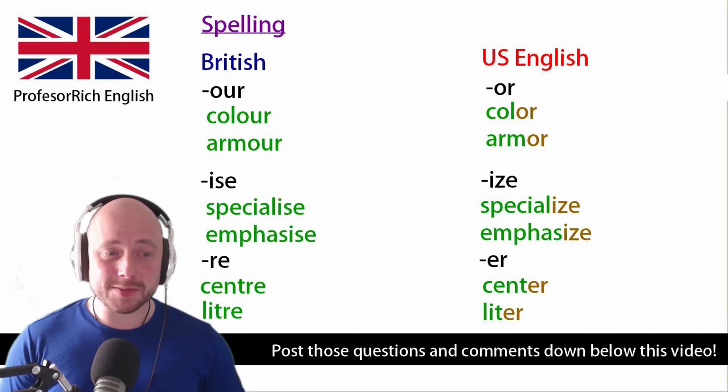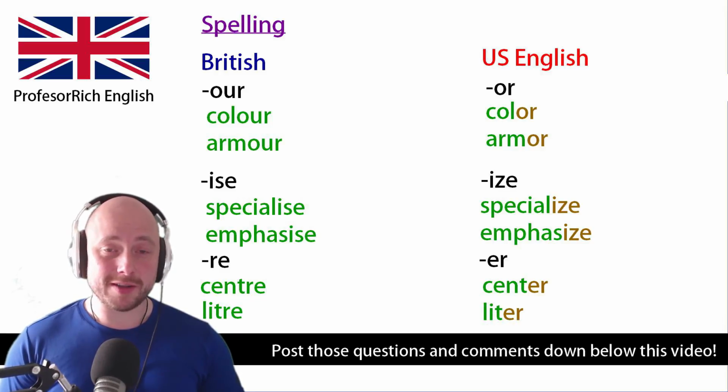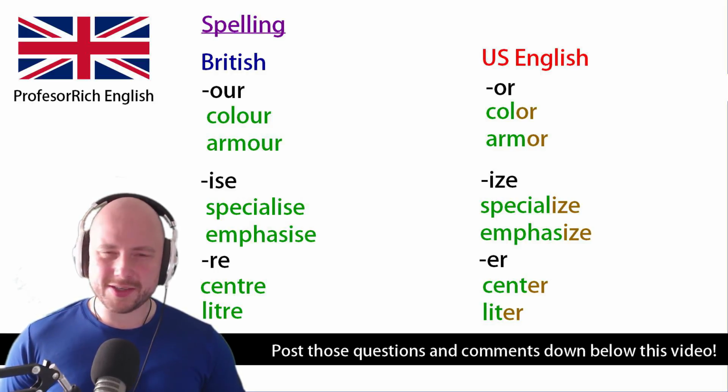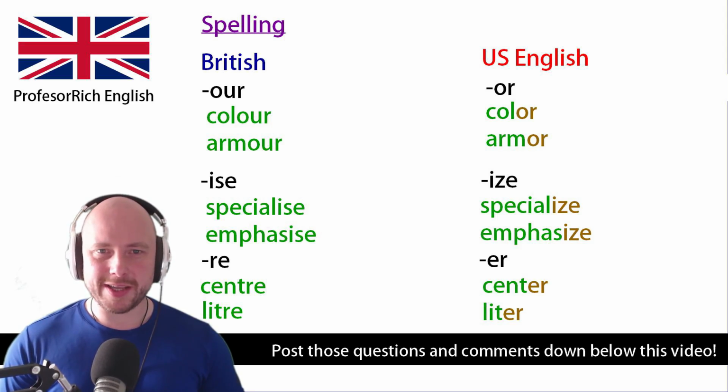Sometimes in British English we use ER for words, well, a lot of the time in British English we use ER for words that end in a schwa as well, like teacher. So you have to look out for that one, okay? There's only a few words where we use RE, in fact. Centre is probably the most common.